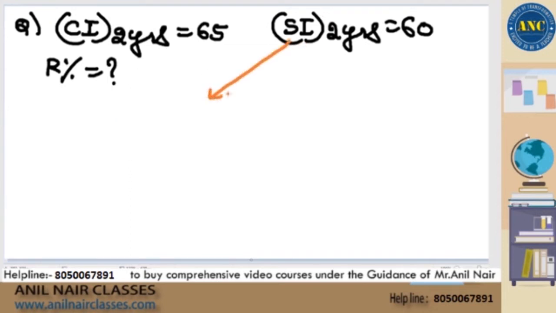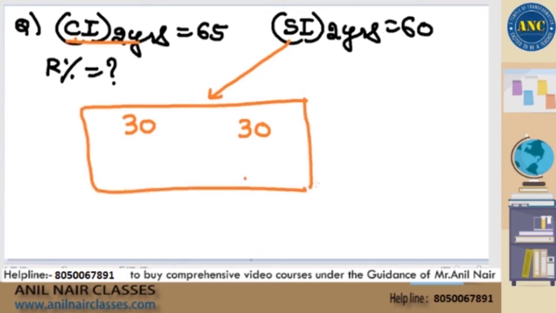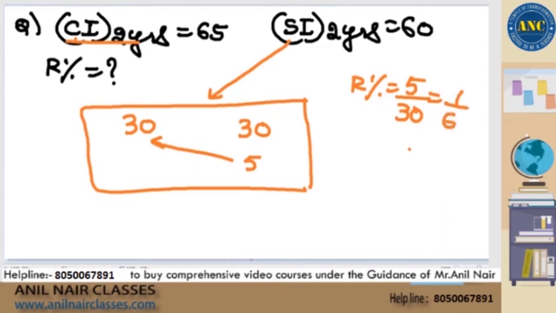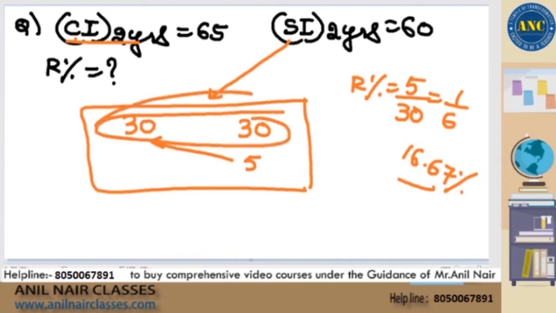SI for 2 years is 60. First year it will be 30, second year it will be 30. But CI for 2 years is 65. In total I should get 65. Already 60 is present, so how much extra should I get? 5. This 5 is taken on 30. 5 by 30 is 1 by 6, and the answer is 16.67. This is SI for 2 years, and this entire combination is CI for 2 years. I hope it is clear.